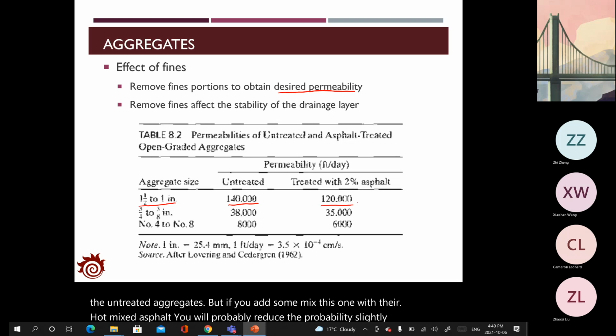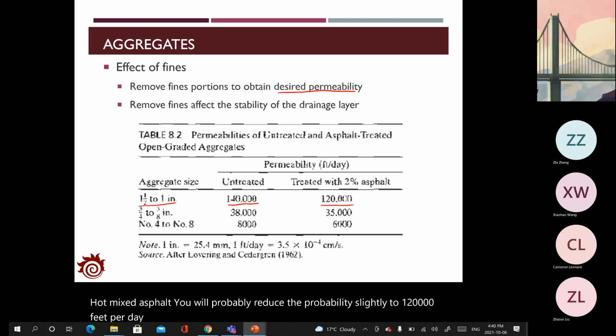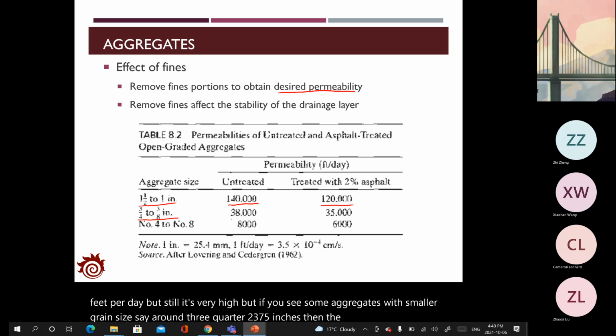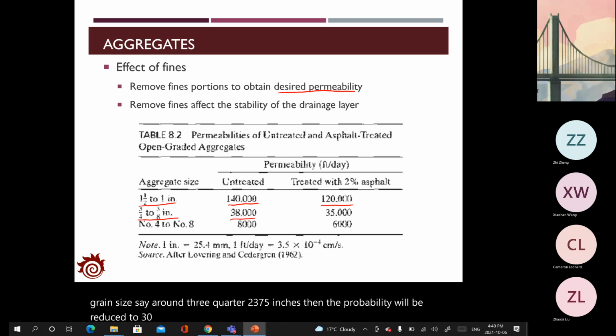to 120,000 feet per day, but still it's very high. But if you see some aggregates with a smaller grain size, say around 3/4 to 0.375 inches, then the permeability will be reduced to 38,000 for the untreated aggregates and 35,000 for the treated aggregates. It's a very huge reduction.